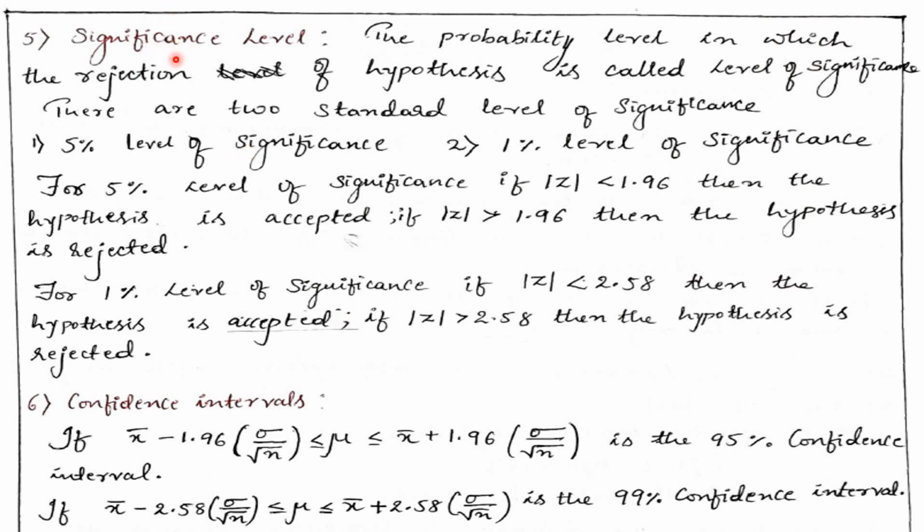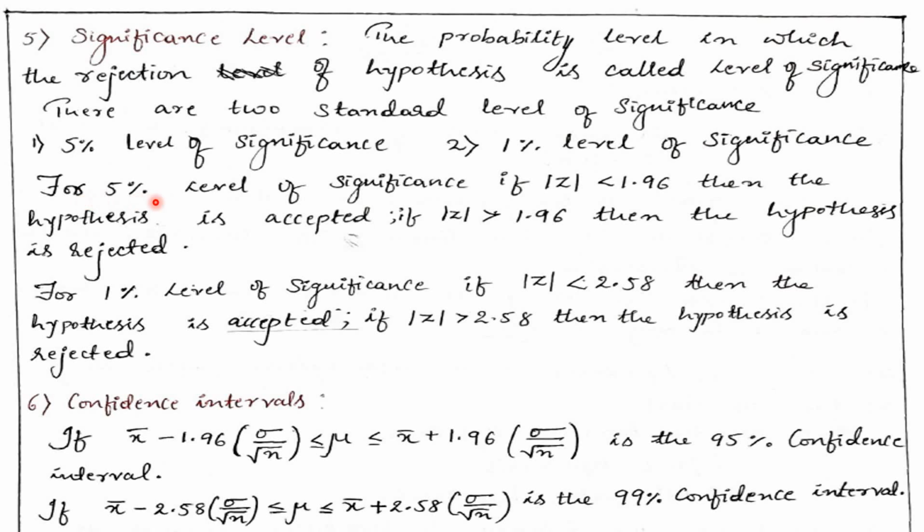Moving on to the next definition, significance level. This is very important. The probability level at which the hypothesis is rejected is called the level of significance. There are two standard levels of significance: 5% level of significance and 1% level of significance.